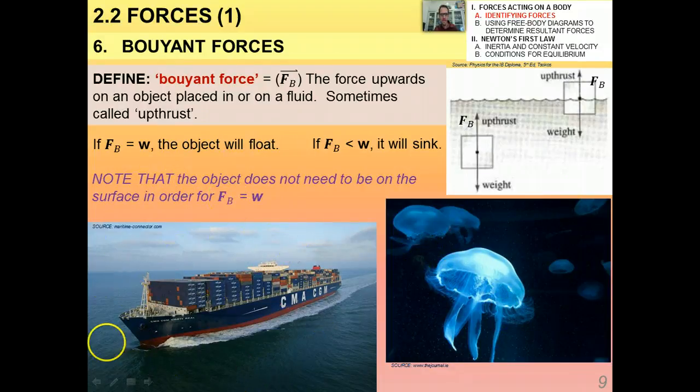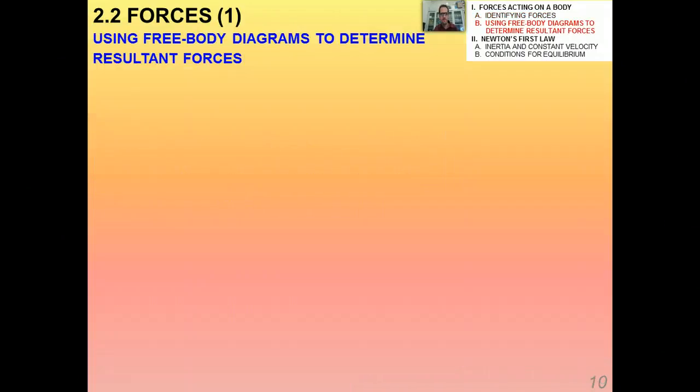So here's a case of a container ship that's on the surface. Here's a jellyfish that's sort of suspended in the water. The buoyant force is equal to the weight if it's not accelerating up or down. Same thing with the container ship. The only difference here is the jellyfish is in the ocean and the container ship is on the ocean.